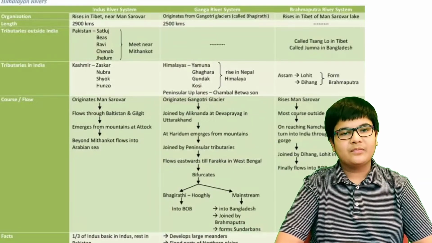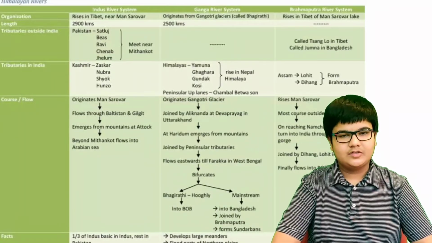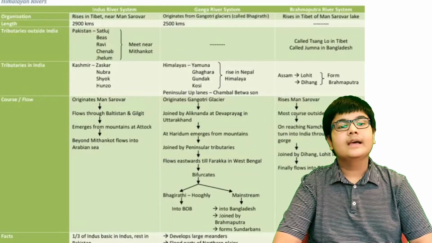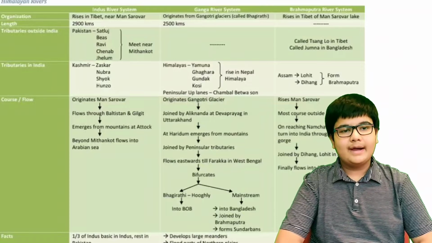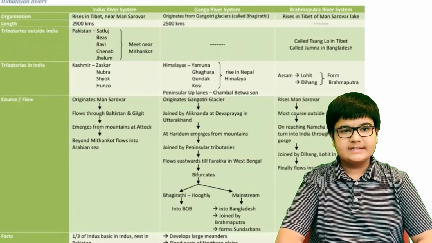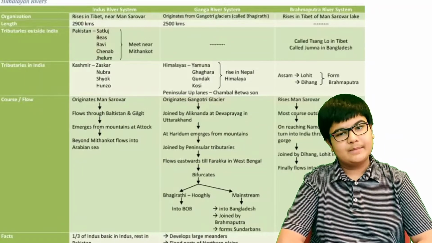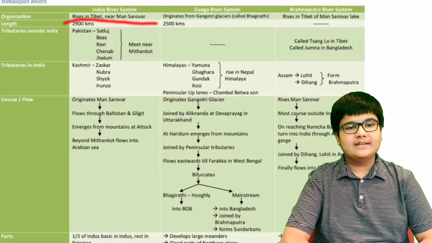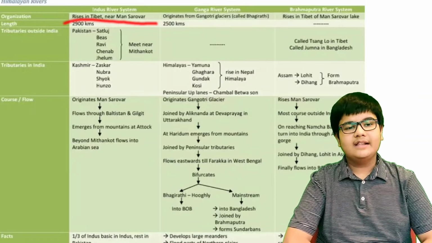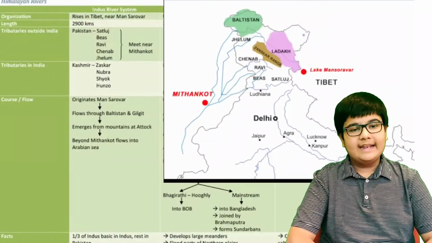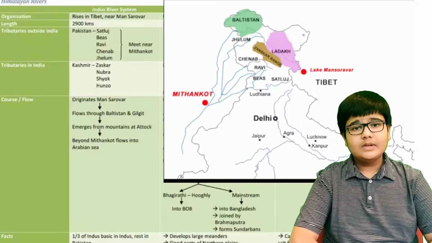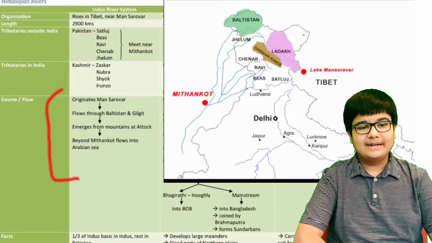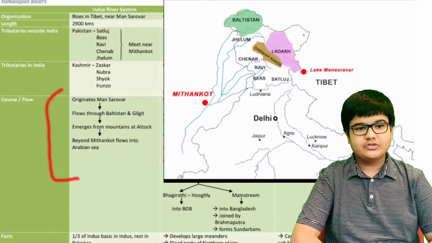So there are 2 types of rivers, Himalayan and peninsular. First, let us discuss the Himalayan rivers. So there are 3 Himalayan rivers: the Indus river system, Ganga river system and Brahmaputra river system. Indus river system. So the river Indus rises in Tibet near Lake Mansarovar. Then it enters into India through Ladakh and Zanskar, and it passes through the Baltistan and Gilgit range.